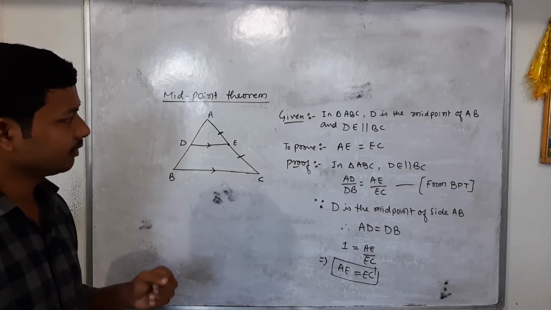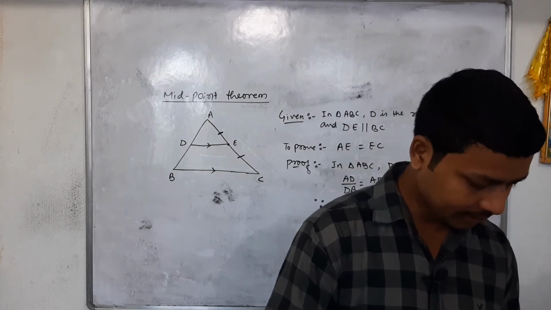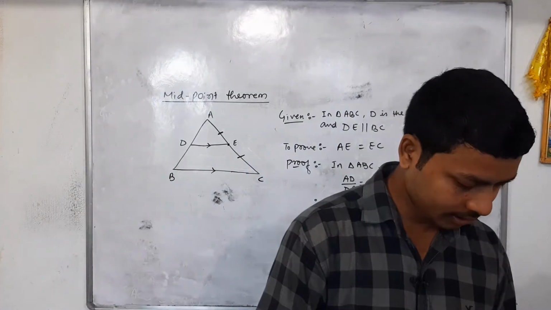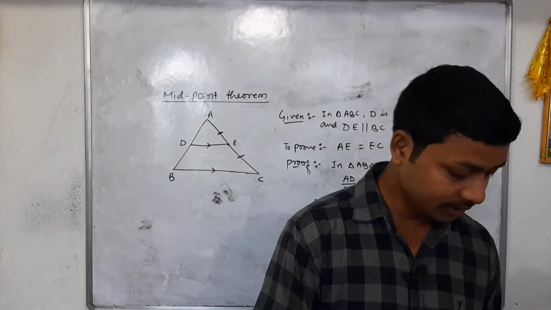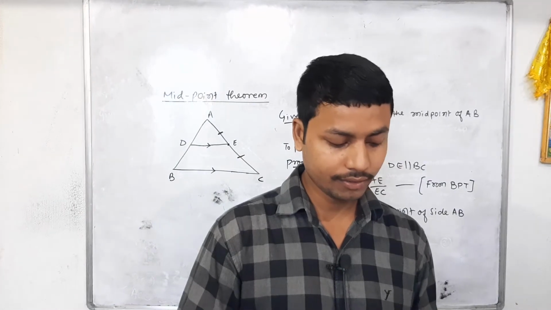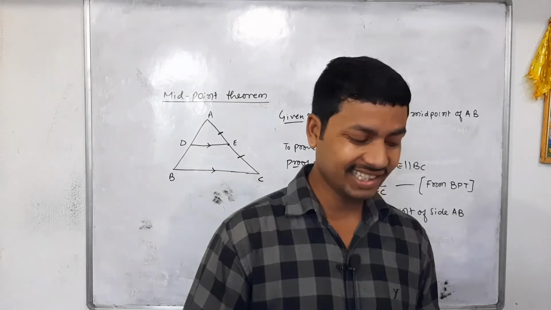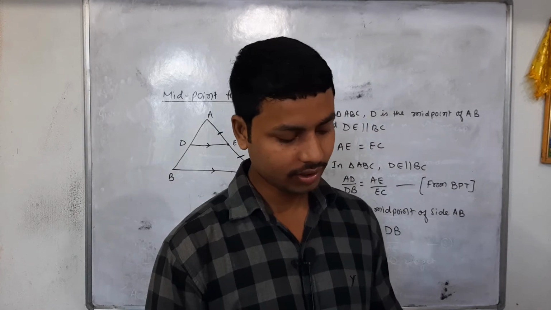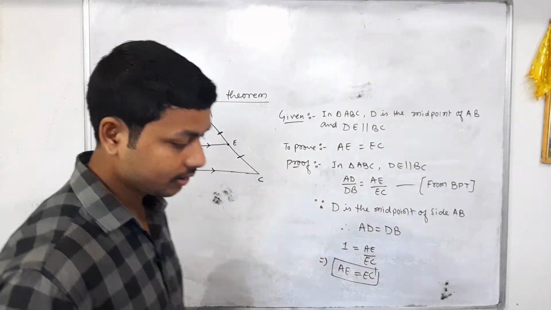This was the second one, and the third one is also very simple. In triangle ABC, AD is the median and E is the midpoint of AD. If BE is produced, it meets AC in F, so that AF is equal to 1/3 AC. Okay, I will write the question.